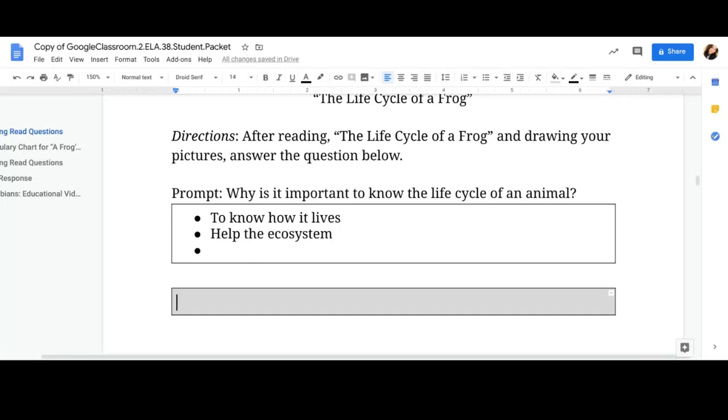So let's get started. Why is it important to know the life cycle of an animal? Please give me one RACE response, one paragraph RACE response in this box below. And go.